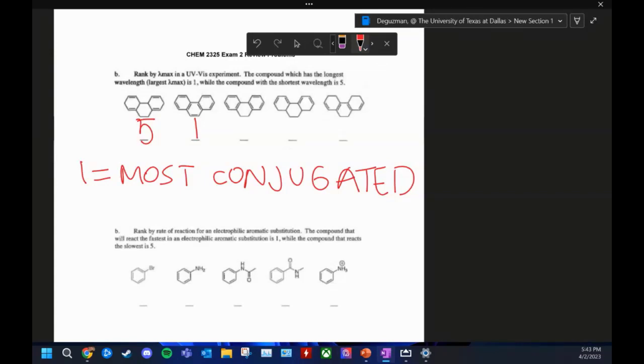And you can take a second. I'll give you a minute. 5 will say, think about conjugation, and then also think about the number of substituents on your double bonds. That will also help you.